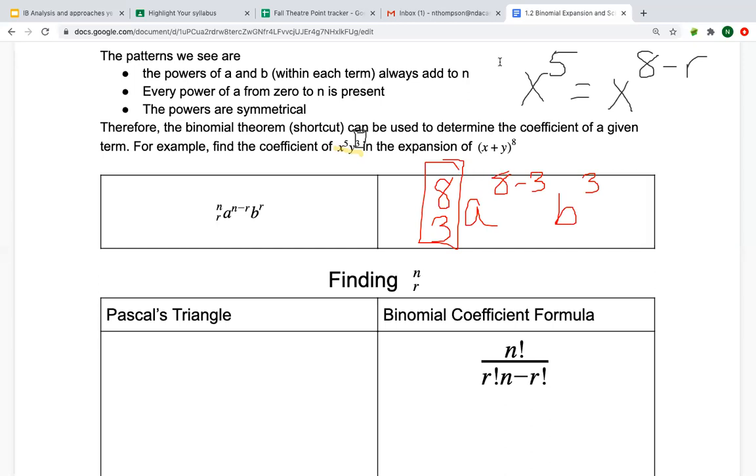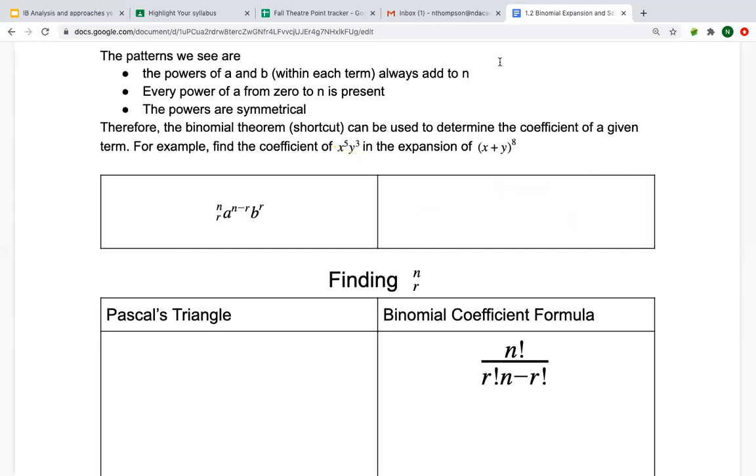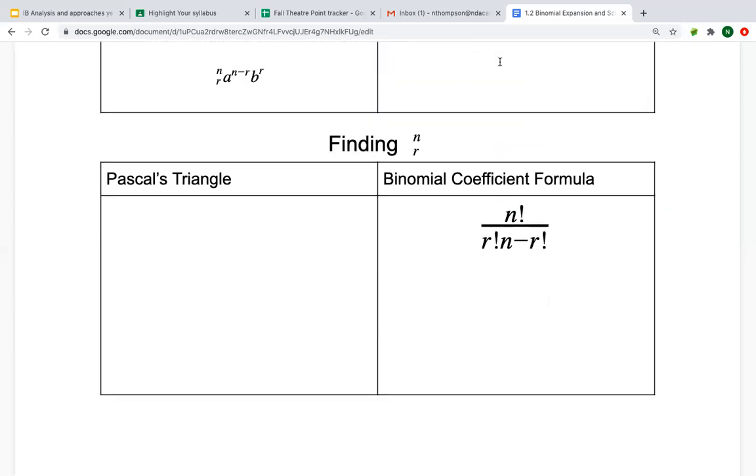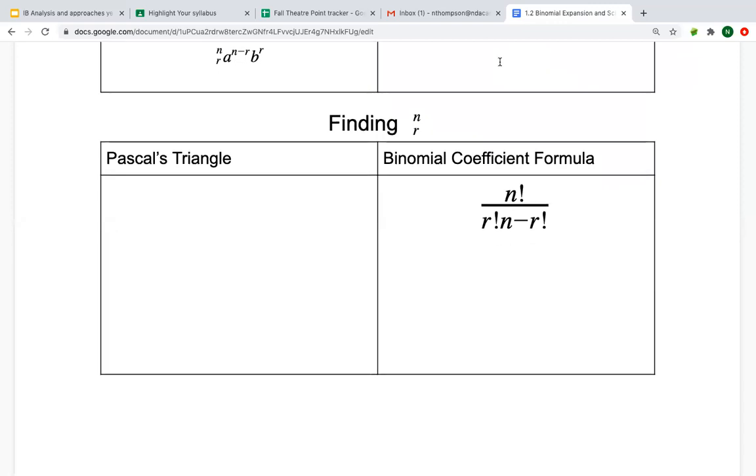The fastest way to do this with a small power is Pascal's triangle. I'm going to show you how to do this one. This one is probably a little bit bigger than I would normally use for Pascal's triangle, but I'm going to go ahead and show you how it works anyway. So the way that Pascal's triangle works is that it will follow the same pattern as what we were doing up above. So you always have 1, 1, 1. That's how every Pascal's triangle starts.